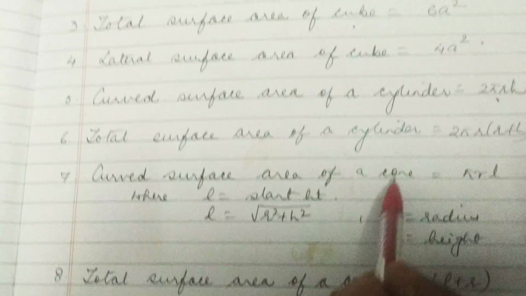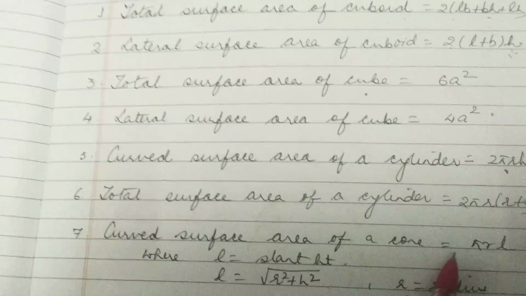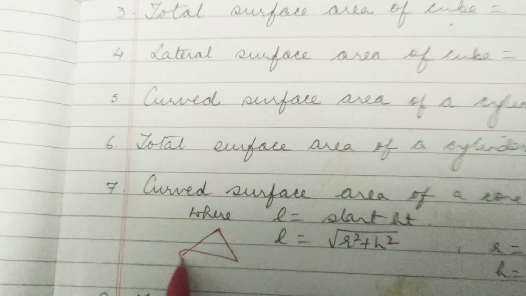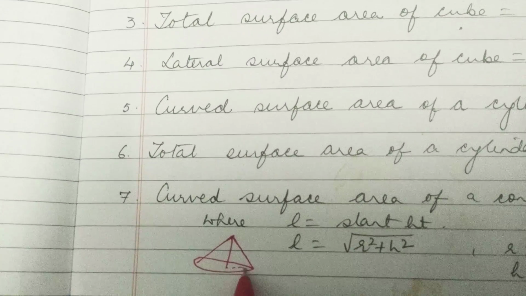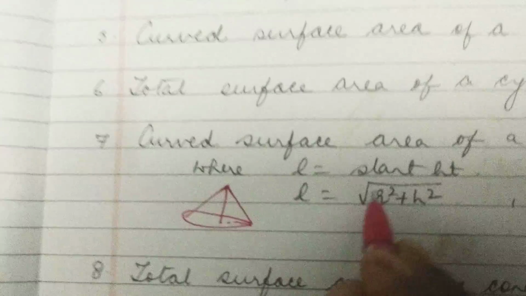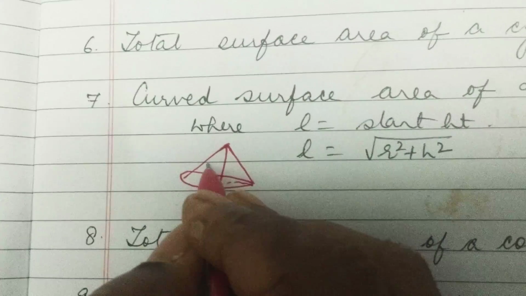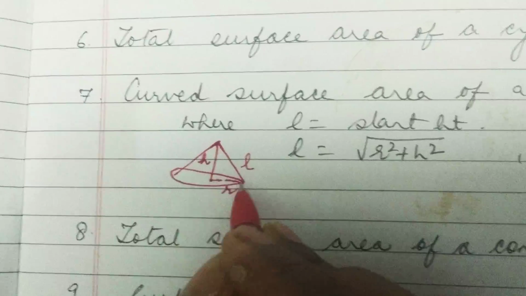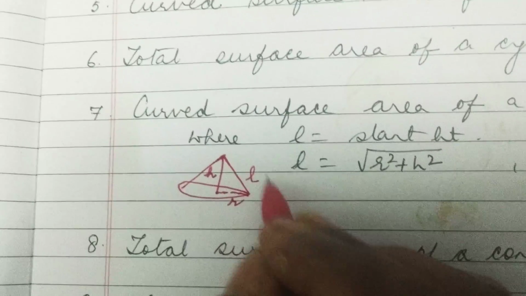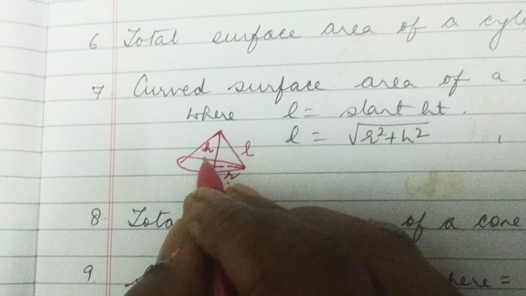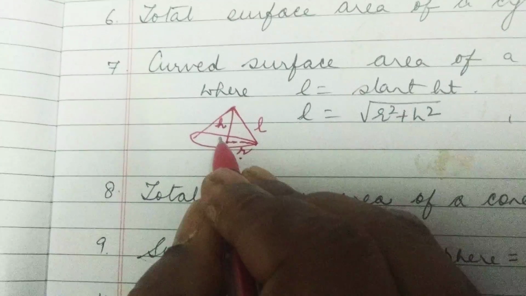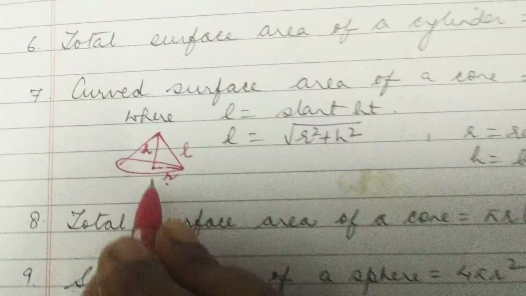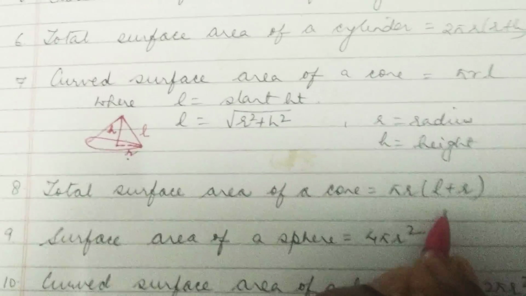Now the curved surface area of a cone, when we talk about cone here, it is a right circular cone. So the curved surface area of a cone is given by πRL. Now what is this L? This is the slant height. So this is H, this is R and this is L. This is a right circular cone, so it is making 90 degrees. So what is L equal to? By using Pythagoras theorem, it is equal to √(R² + H²), where R is the radius and H is the height of the cone. Then total surface area of a cone is given by πR(L + R).